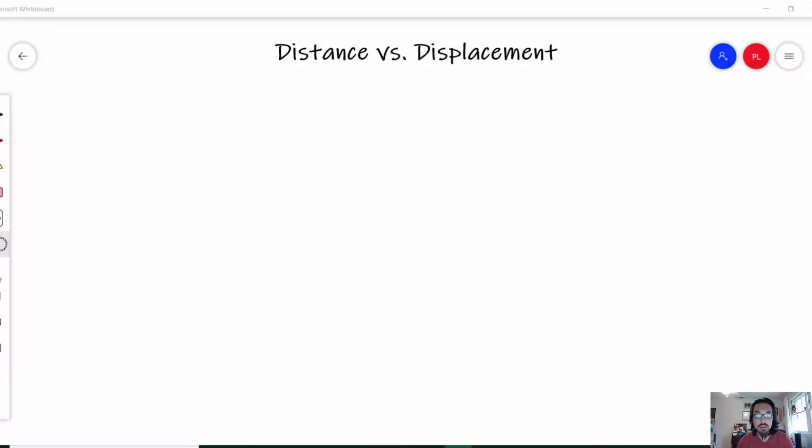Today we're going to go over distance versus displacement. Alright, to get us started, we need to go into the definition of position. Now you might be thinking to yourself, Mr. Lee, I know what position is. But in terms of physics, there's a very specific definition of position, so let's get that down.